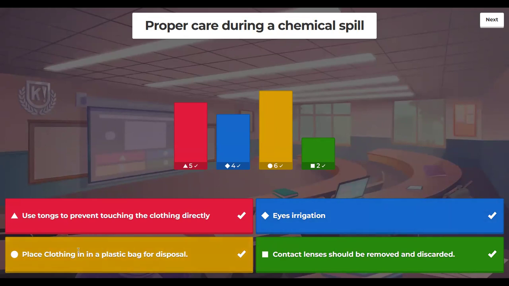Their clothing should be placed in a bag, and we need to avoid touching those clothes, because we were talking about a chemical spill. So we want to make sure that we have an extra layer. Of course, we're going to have all our other PPE on, but we also need to use tongs to make sure that we're touching those clothes rather than our gloved hand.